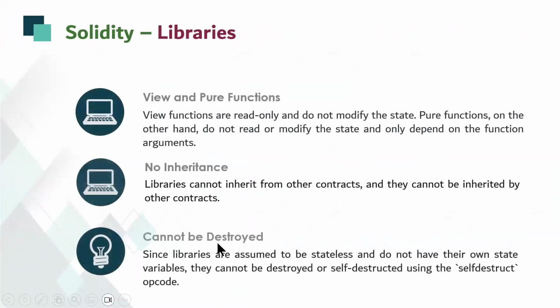Okay, the fourth one is about view and pure functions. Libraries can contain two types of functions, view and pure functions, okay? View functions are read-only and don't modify the state. Pure functions, on the other hand, don't read or modify the state and only depend on the function arguments. Both view and pure functions can be called directly from outside the library without the need for a contract instance.